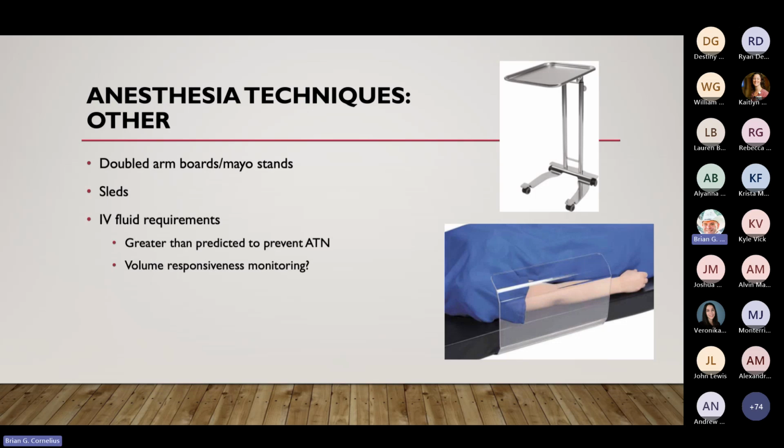Other things we talked about earlier. They do make, like I said, extensions or extra arm boards. You may also see that you have to use 2 arm boards to hold an arm. Mayo stands are probably not a good choice, like I said before. This clear plastic thing down here is called a sled. You see this used a lot of times in interventional radiology or the cath lab.